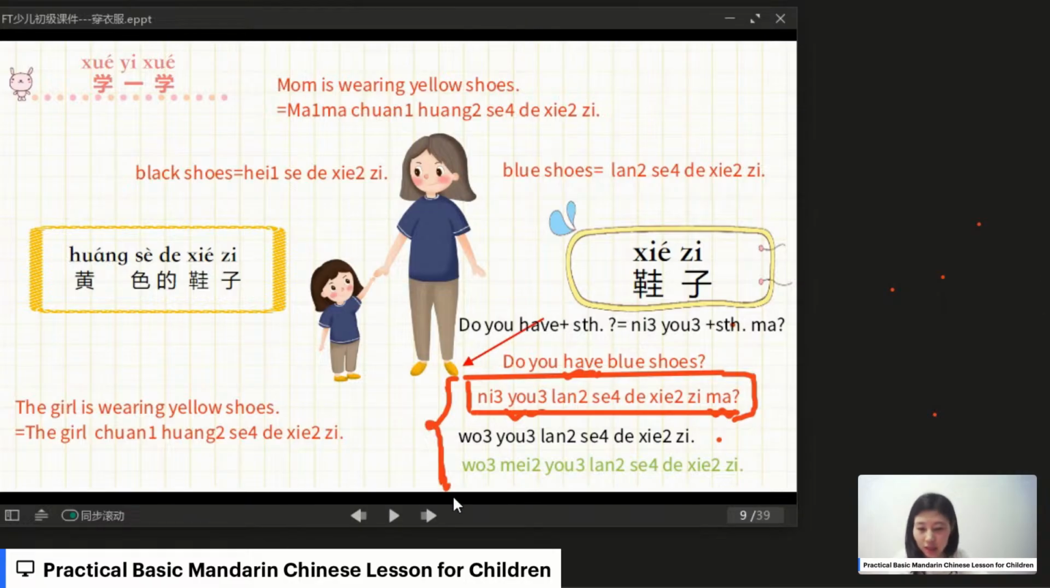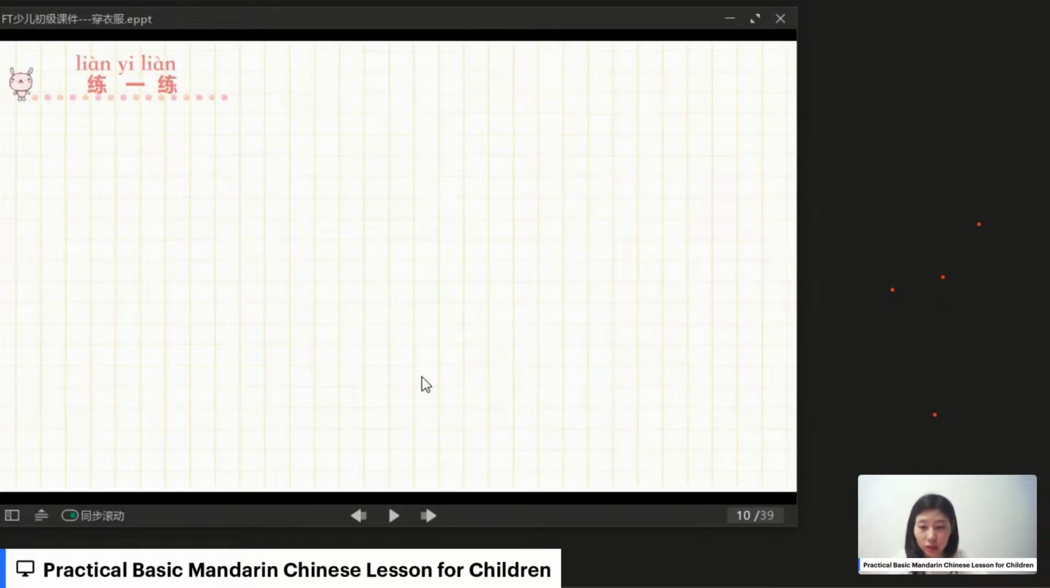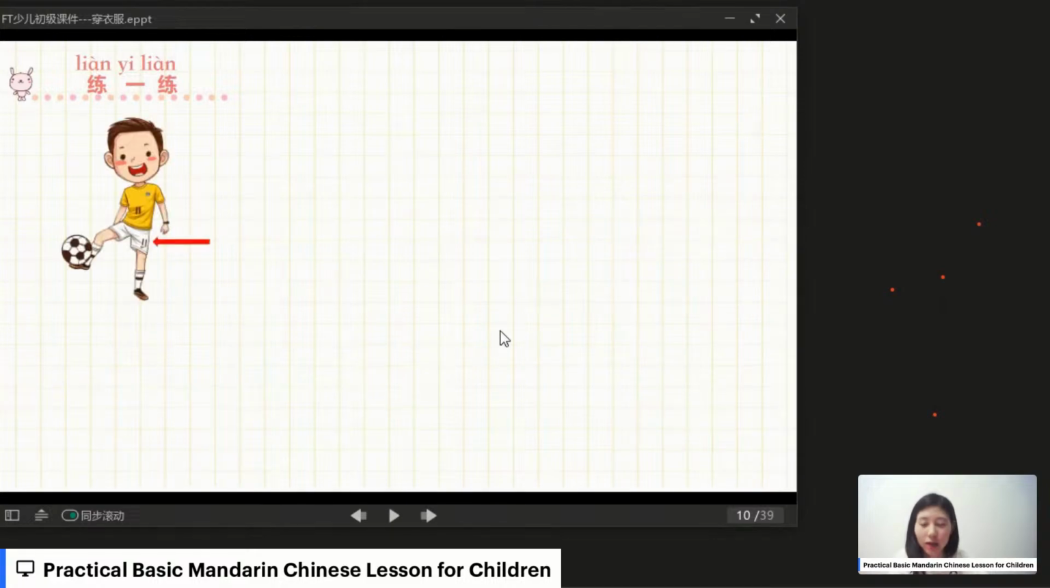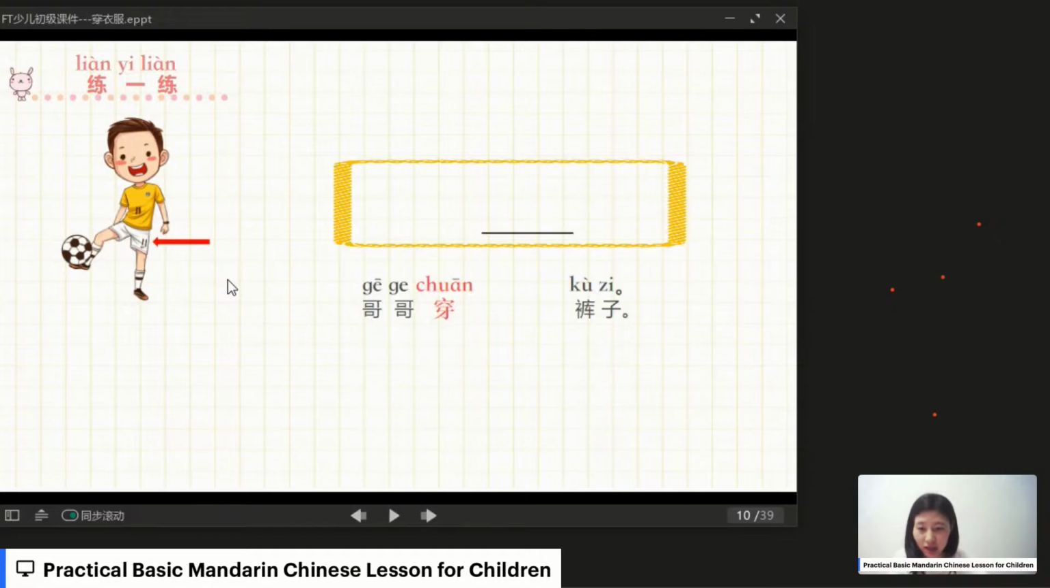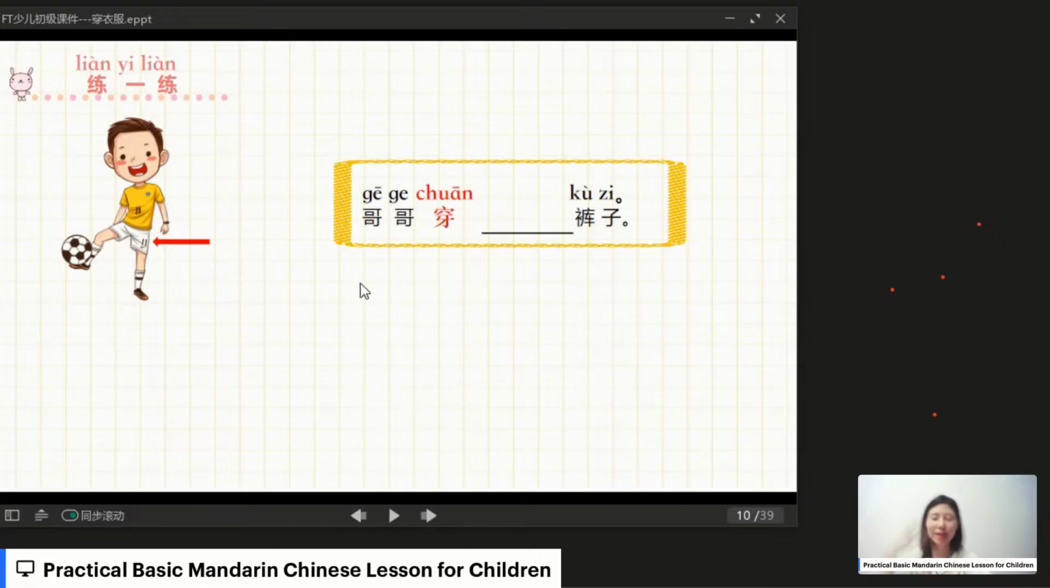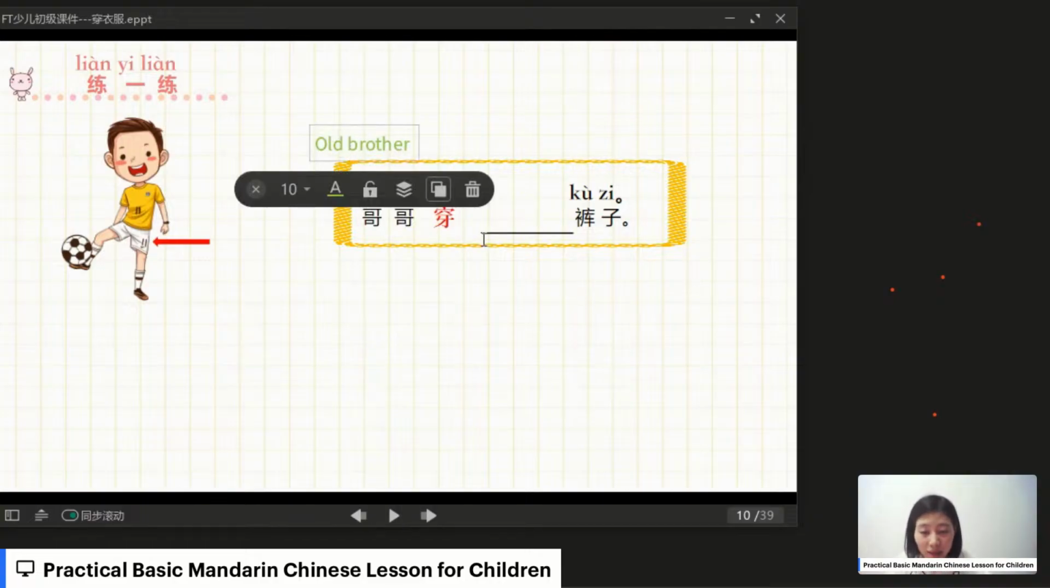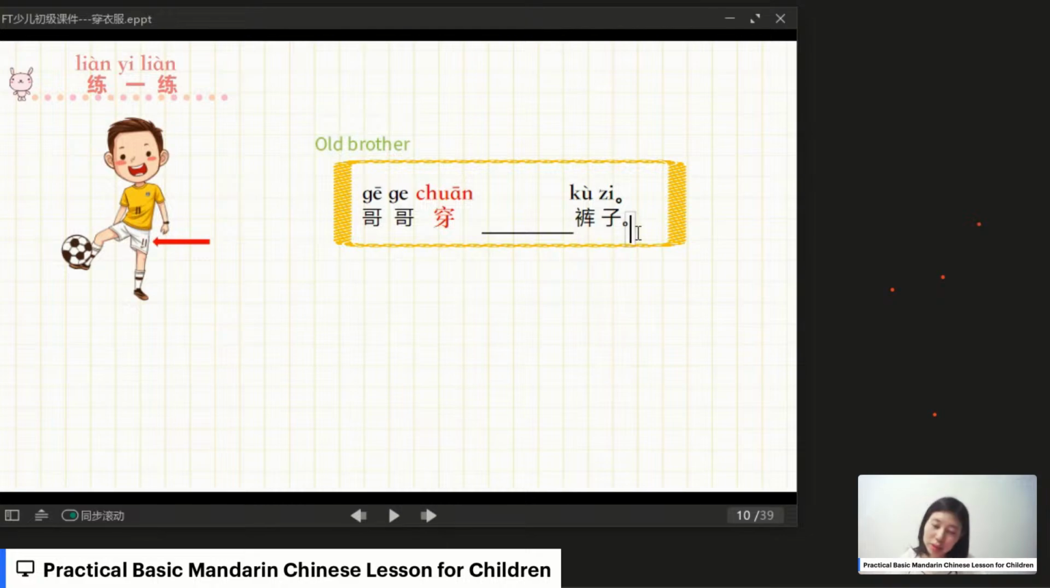So the next one, let's see. Okay, it wants to ask us about what color these pants are. Also that would be the sentence. This is 哥哥. 哥哥 means older brother. So 哥哥穿 blank 裤子. Now we need to add something here to describe the pants.